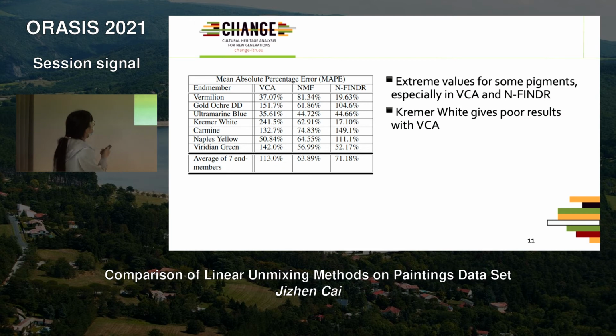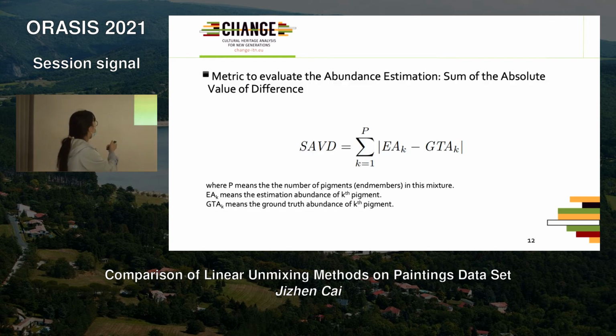Okay. So here, from the metric of MAPE, it's very intuitive that for some pigments there exist some extreme values, especially for the VCA, because you can see for the hammer white it's even more than 200%.